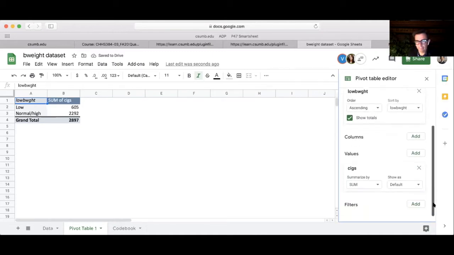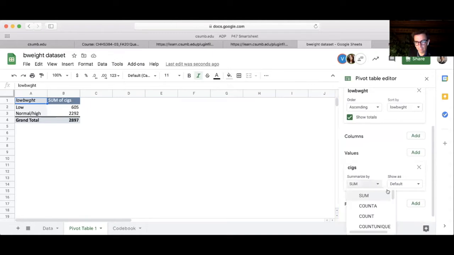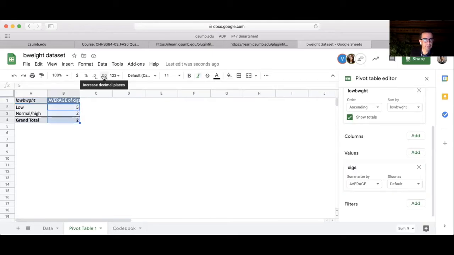And the default is this sum, but we don't care about the sum. What we want is the average. I'm asking for more decimal points using this one. So here we have that the average number of cigarettes smoked for mothers that had babies of normal or high weight was 1.8 cigarettes a day. And the average number of cigarettes smoked for mothers that had babies with low birth weight was almost 5 cigarettes per day.